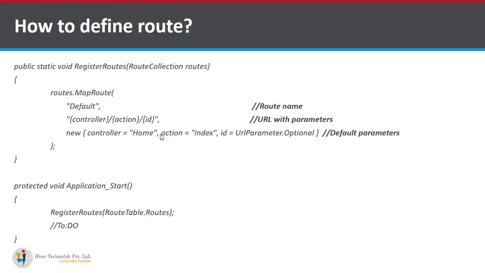But now how to initialize the route? So in Application_Start, you have to just call that method, RegisterRoutes, RouteTable.Routes. It will by default call this method.